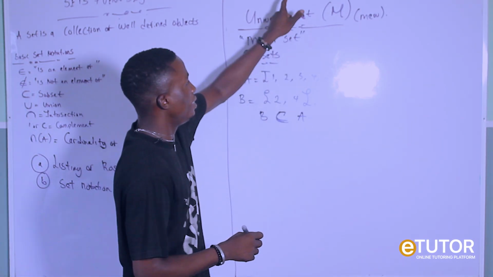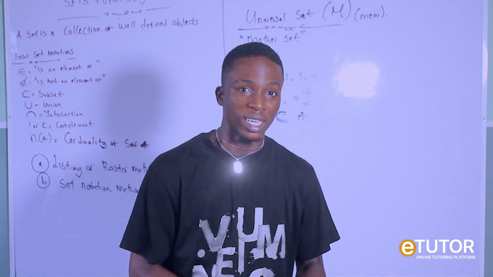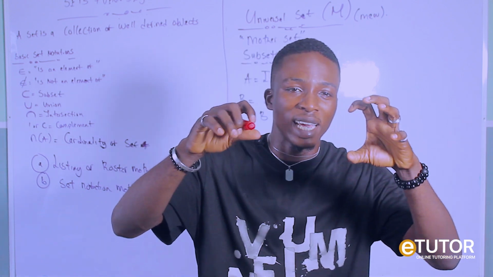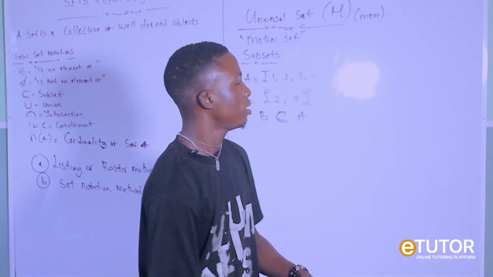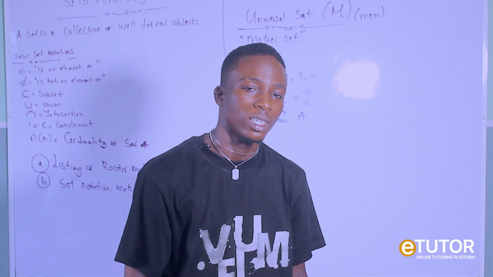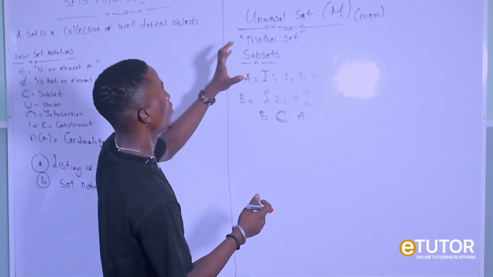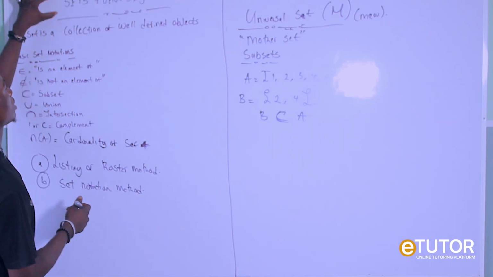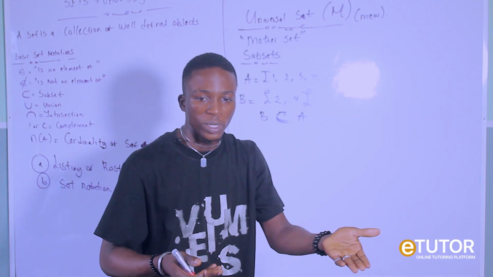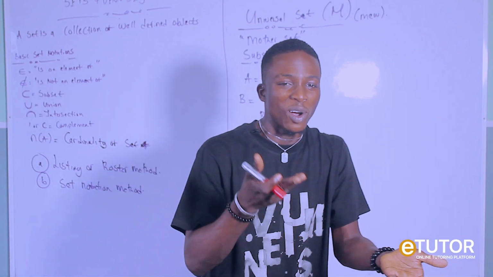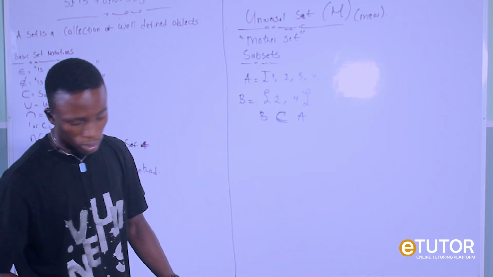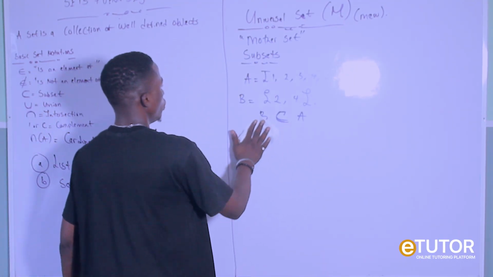So remember, the universal set is also called the mother set. It is a set in which every other set is gotten from, the set that encompasses every other set, while subsets are sets that are gotten from another set. Like, for instance, we have the topic. This topic is sets and Venn diagrams. And under sets and Venn diagrams, we have subtopics. They are not the main topic, but they are under the main topic. So if you understand in that sense, we'll continue.